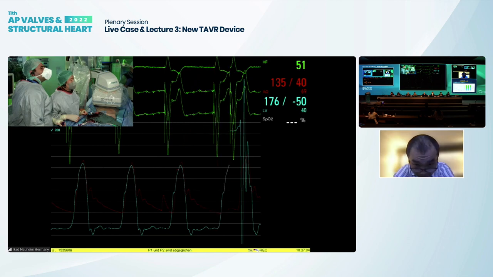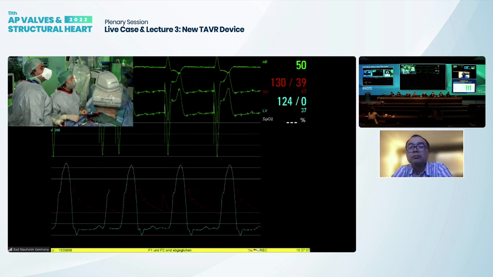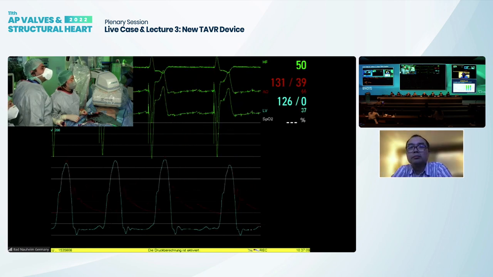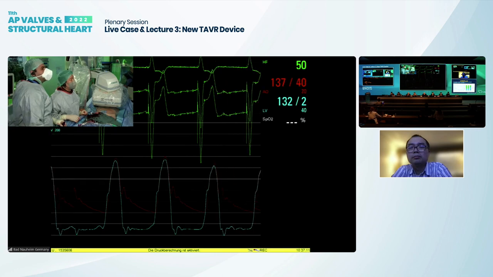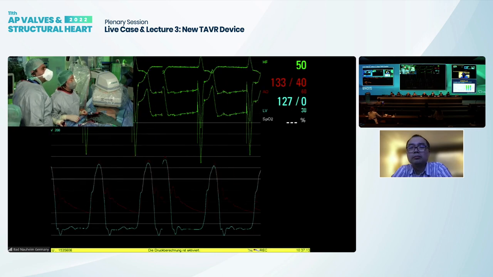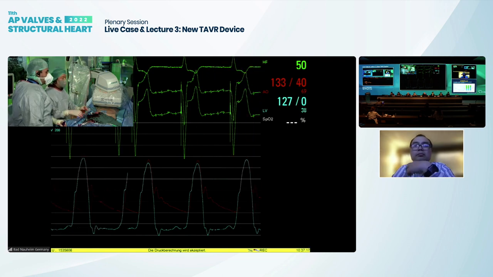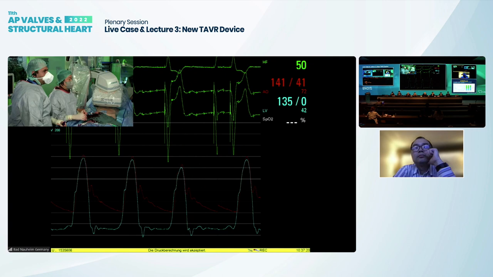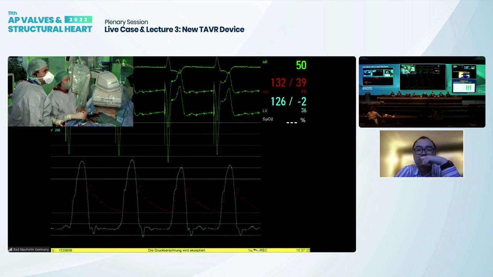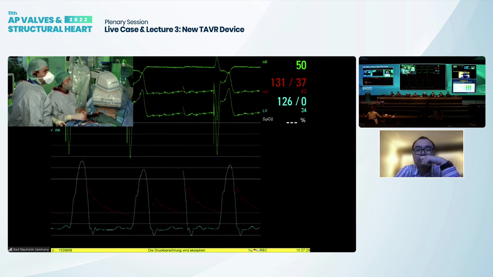I mean, I would not wonder, you have seen how the patient reacted just upon valvuloplasty. Okay. It's still pacemaker dependent. Can we go to 40, please? We go down to 40. You can see the measurements now. Yeah. Okay. So there is no gradient.